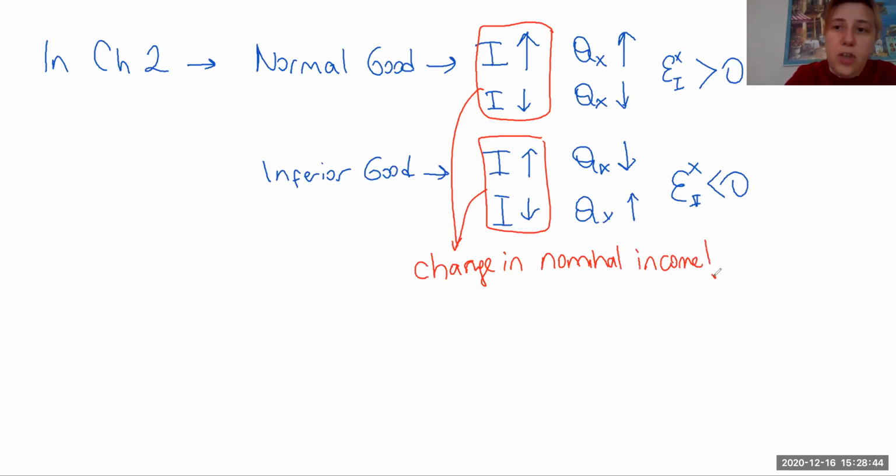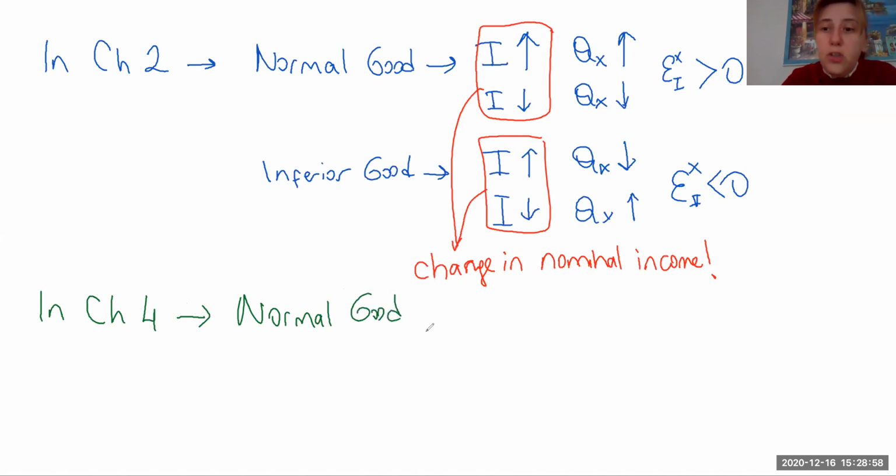However, in chapter 4, in this chapter, we are defining normal good or inferior good according to the change in real income.